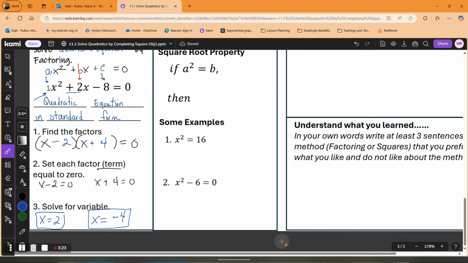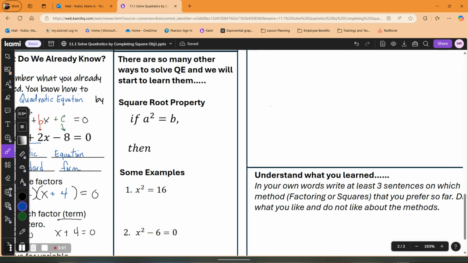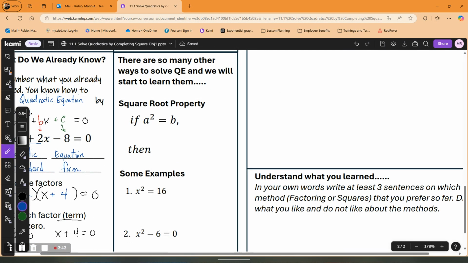The interesting thing about quadratic equations is that there's so many different ways to solve them. There's not only one way. I know of at least 6 or 8 different ways, and there's probably more that I don't know about. In this class, we're going to learn 4 of those ways. Factoring, we've already learned. Next, we're going to learn the square root property. Over the next couple of weeks, we're going to learn the rest of them.